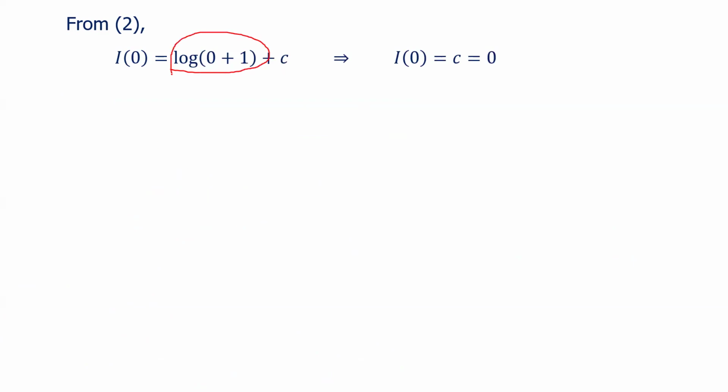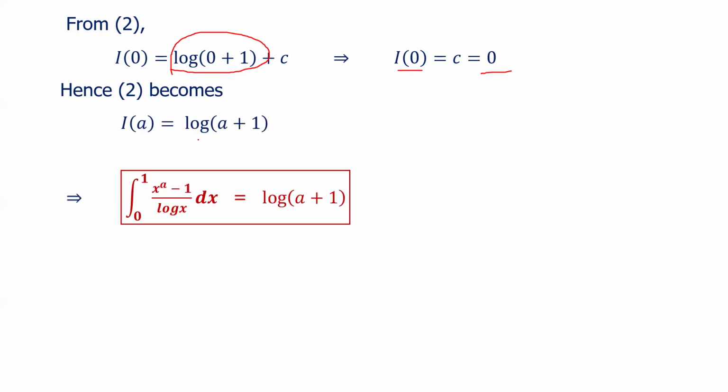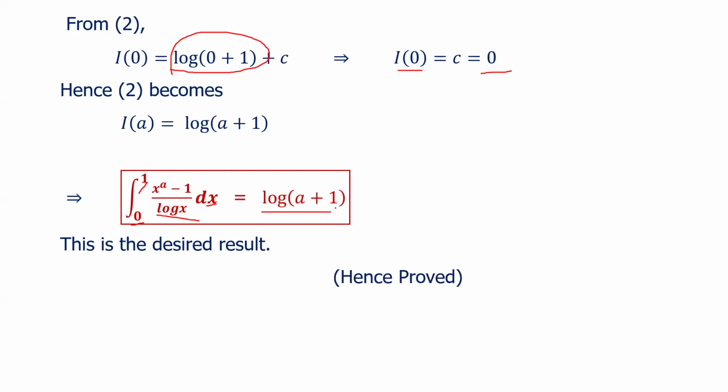From the second equation, I of 0 is equal to log of 0 plus 1, plus c. But we know that log 1 is also 0. So c is equal to I of 0, but I of 0 is 0. So ultimately the value of c is 0. Hence equation 2 becomes I of a is equal to log of a plus 1, which gives us the integration of x to the power a minus 1 upon log x under the limit 0 to 1 with respect to x is equal to log of a plus 1. This is the desired result, hence proved. Thank you.